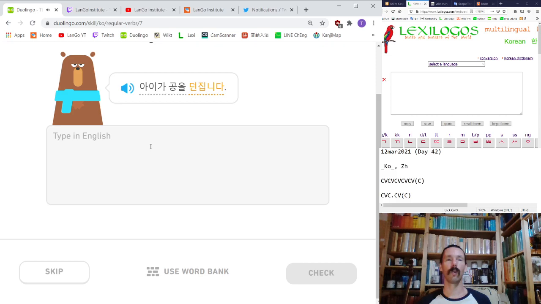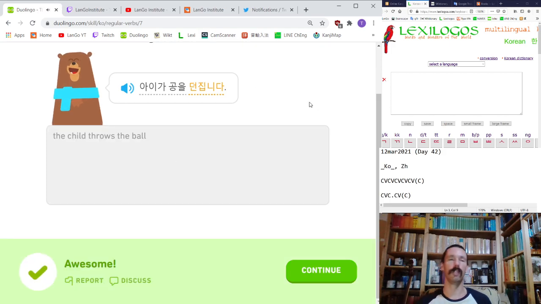아이가 공을 던집니다. 아이가, a child, 공을, the ball, 던집니다. 던지다. Throws the ball. 아이가 공을 던집니다.